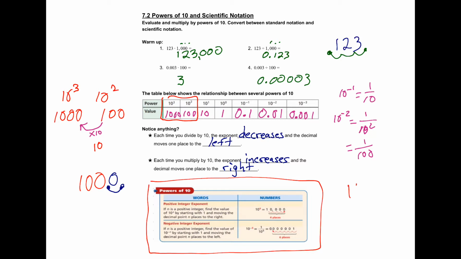So if I have the number 10, and I want the number 10 to the 4th, well, then I know that's going to make the number bigger, so I need to move the decimal to the right. 1, 2, 3, 4 spots. And then I fill those 4 spots with zeros. And so I get the number 10,000 with 4 zeros after it.